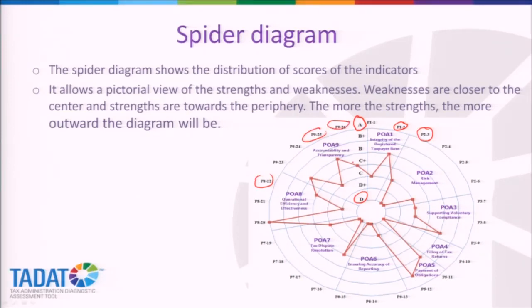So, if a country has all A's, then it will be sitting around here. If a country has all D's, it will be sitting around here. Typically, a country will have some strengths and some weaknesses, so it will be represented something like what you see in this diagram.